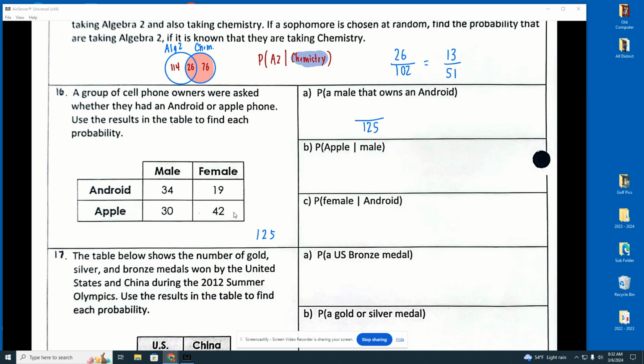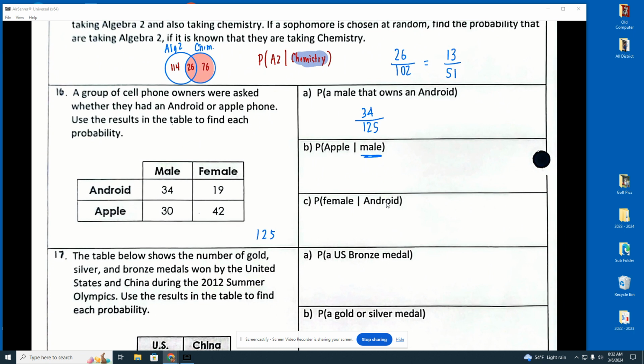Now, how many are males that own Androids? Well, males that own Androids are right here. 34 really, really intelligent people because they own Androids. So 34 out of 125 will not reduce, so we leave it be. Okay, that's it. Moving on, the next one says the probability that they have Apple given that they're male. See, there's my zoom in.